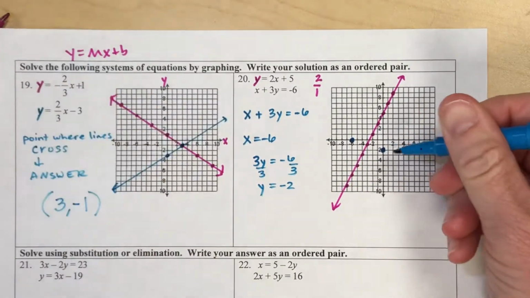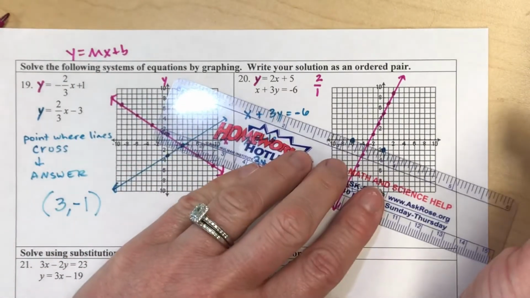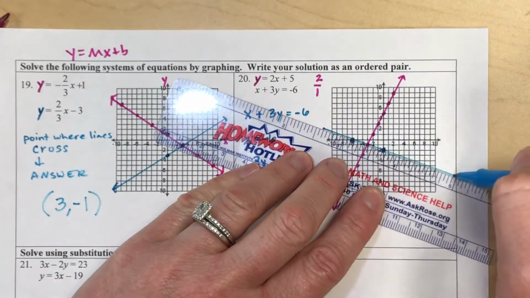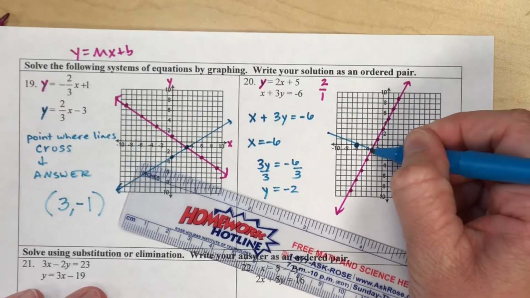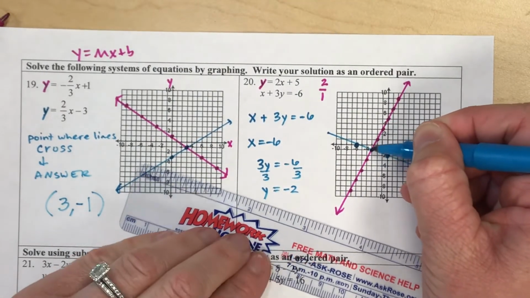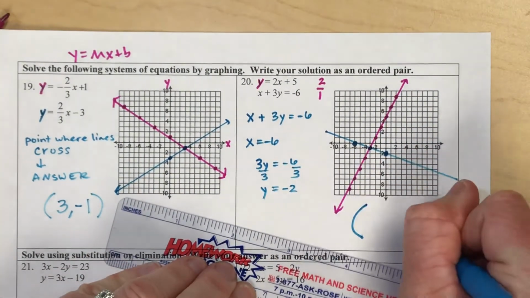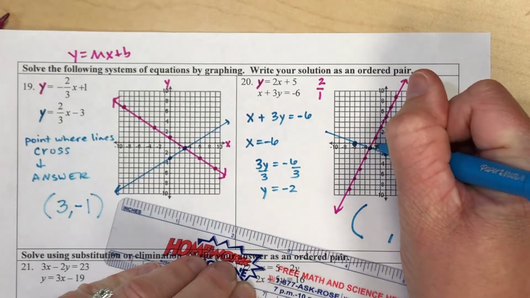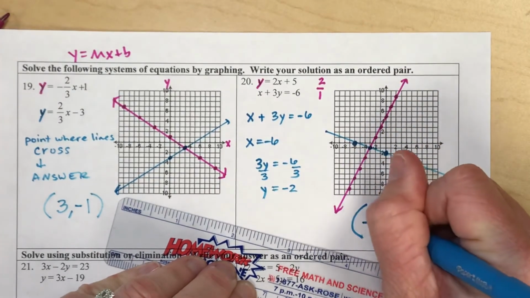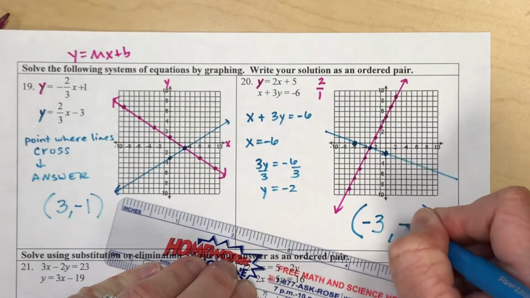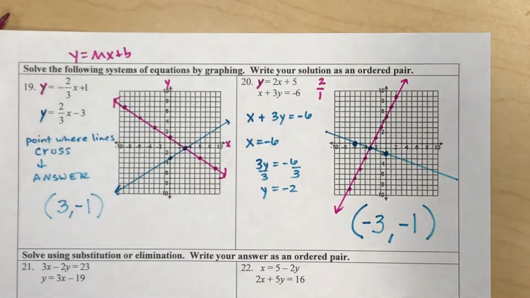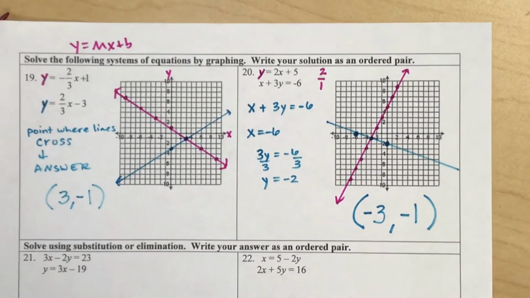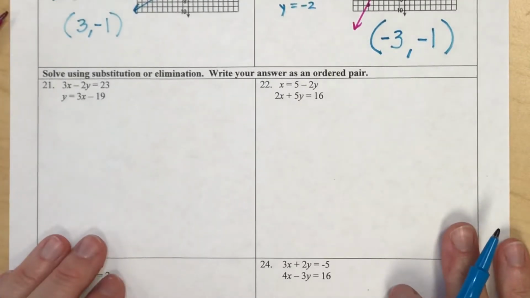So -2. Now I'm connecting these two points, and I'll see where my lines cross. Right here, I see that point right there. I'm going to label it. That's my solution, my answer to the problem. It looks like it's in between -2 and -4, so that's -3, and it's down 1, so (-3, -1). Okay, here we go. We did graphing.